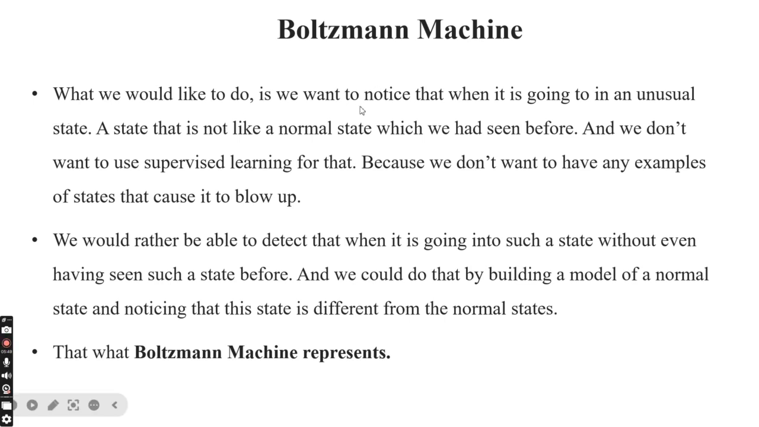What we would like to do is notice that the system is going into an unusual state, a state not like a normal state which we had seen before. And we don't want to use a supervised learning model because we don't want to have any example of such a state. We would rather be able to detect when it is going into such a state without even seeing such a state before. So in the same way, we do that by building a model of the normal state and noticing that this state is different from the normal state. That's what the Boltzmann machine is.